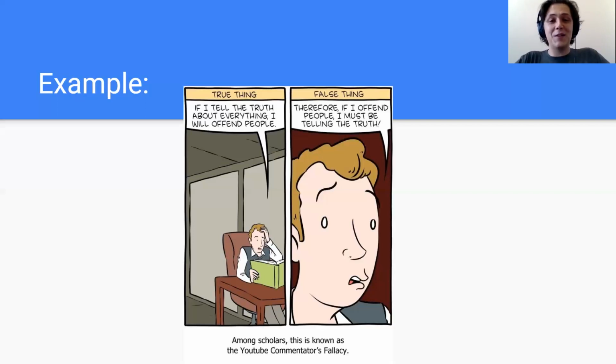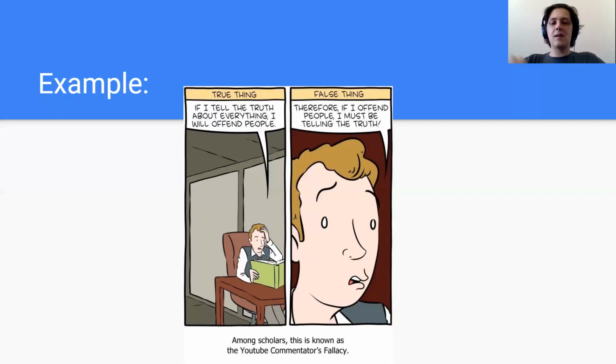That's absolutely false. You can offend people by saying false things. You can say bigoted falsehoods and offend people, and you are absolutely not telling the truth. You are saying false things, still offending people though. So if I offend people, then I must be telling the truth. That is a false thing.